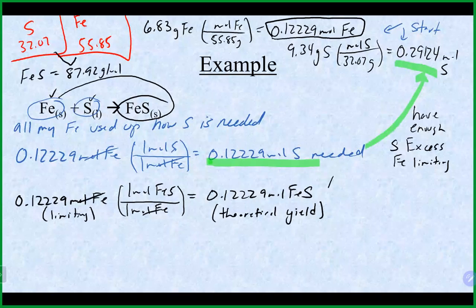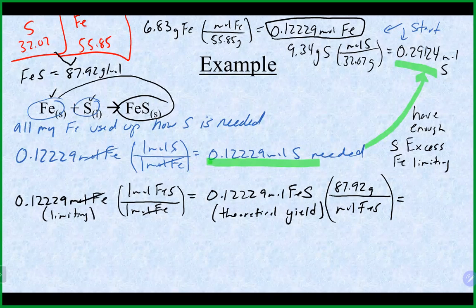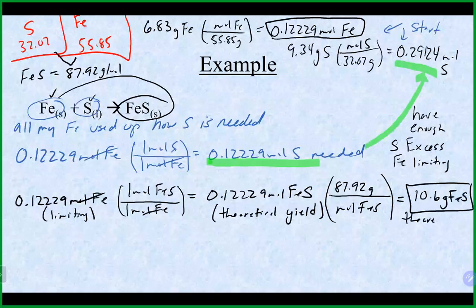And our final step here would be to use that molar mass of 87.92 grams per mole to figure out our theoretical yield in grams, which would be 0.12229 moles times the molar mass. Looks like 10.6 grams of FeS would be produced here. And once again, that would be our theoretical yield, obviously in grams. Question on that there.